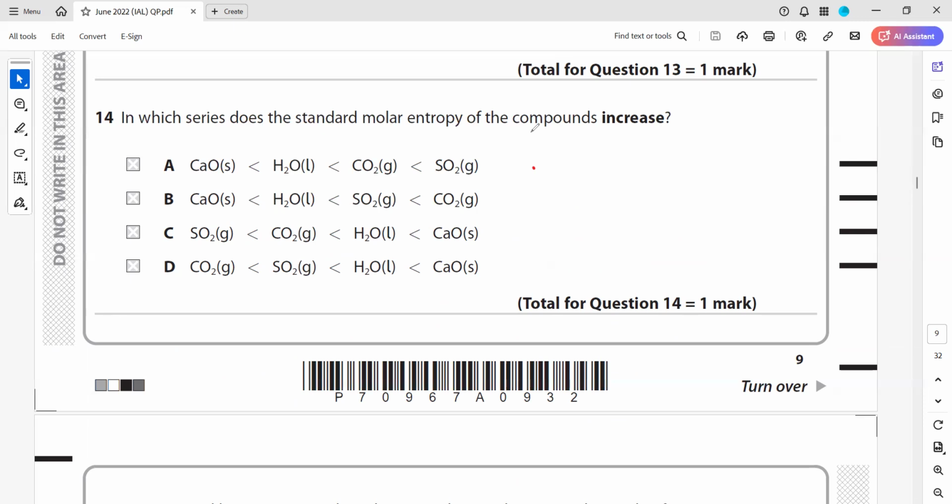So what should be the answer? As the number of electrons increases, the molar entropy increases. We want increasing entropy, so this is solid, this is liquid, these two are gases, but sulfur contains more electrons than carbon. That's why, because they have the same number of particles, 2 oxygen and one other atom.